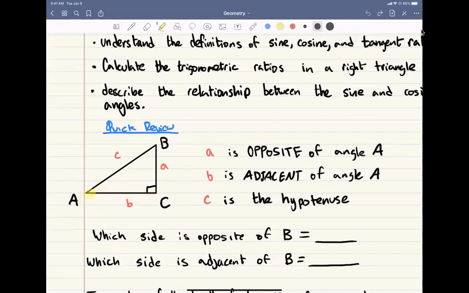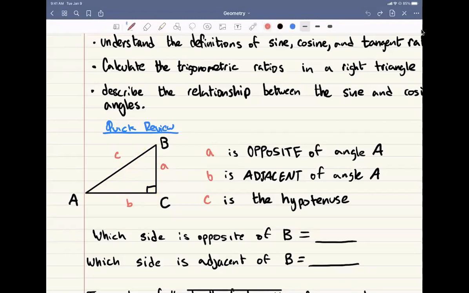Some of you might be wondering why isn't C called adjacent to A either? Technically it is, but we don't talk about C that way because C is what we call the hypotenuse. If you remember, the hypotenuse is the longest side of a right triangle and is usually across from the 90-degree angle. So we have opposite, because it's on the other side of the angle, adjacent, because it's right next to A, and the hypotenuse.